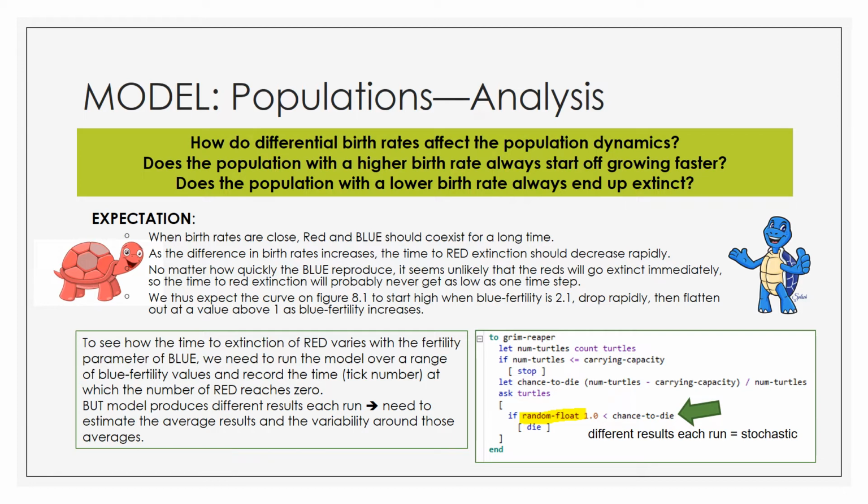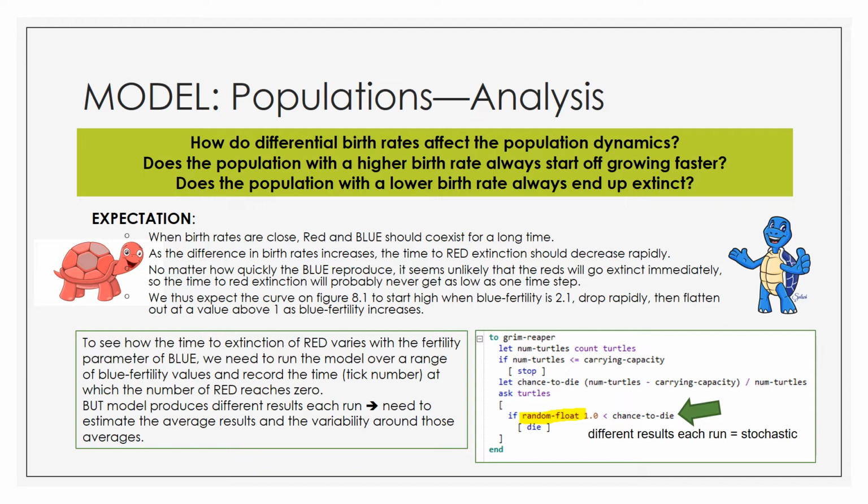To see how the time to extinction of red turtles in the simple birth rates model varies with the fertility parameter of blue turtles, we need to run the model over a wide range of blue fertility values and record the time, or the tick number, at which the number of red turtles reaches 0. But there's a complication. This model, like most ABMs, is stochastic, producing different results each time we run it because the turtles that die each tick are chosen randomly. Check out the Grim Reaper procedure in the bottom right corner here.